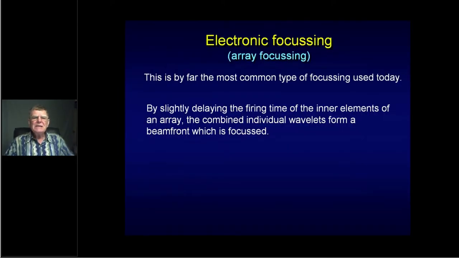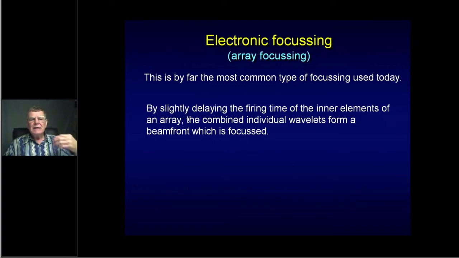Okay, now let's have a look at this electronic focusing. This is the focusing that's used on every imaging transducer today. Every imaging transducer will have electronic focusing on it. I'm not going to talk about continuous wave transducers. That's a different field in cardiac ultrasound, and they don't have electronic focusing. But all our transducers that produce images will. So it's by far the most common type used today.